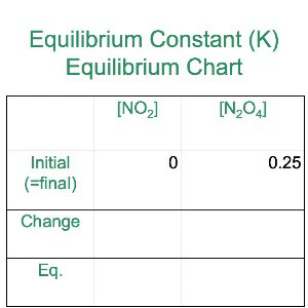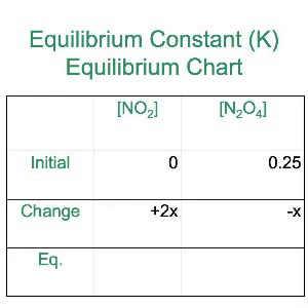The N2O4's concentration has to decrease for the concentration of the NO2 to increase, which means my change line underneath the N2O4 will read minus x. My equilibrium concentration is again going to be the sum of initial and change, which means for the NO2 it will be 2x, and for the N2O4 it will be 0.25 minus x. Whew, take a breath now.